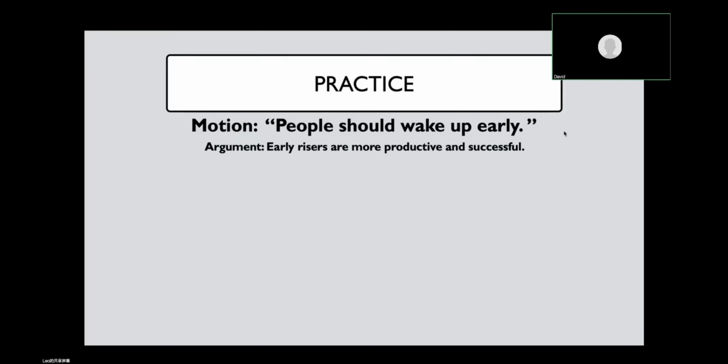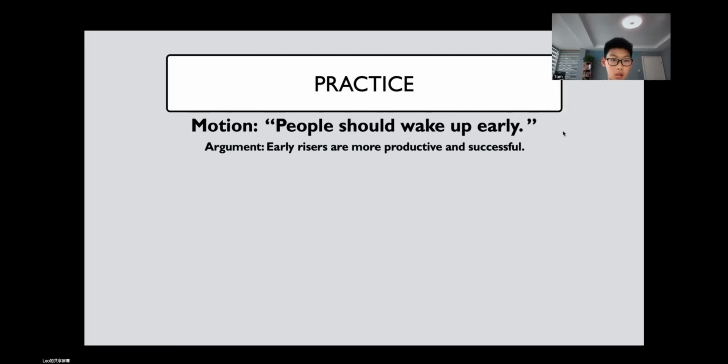Can I choose whether I argue for or against? This is to practice for rebuttal, so you are arguing against the argument that early risers are more productive and successful. I think there's some confusion here. You're trying to come up with a rebuttal to the argument that early risers are more productive and successful. So why isn't that true? Why do you disagree with that argument?